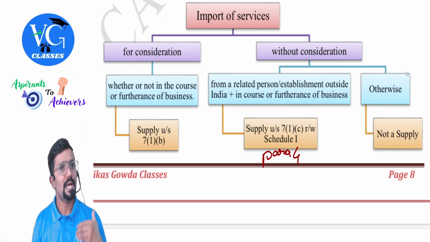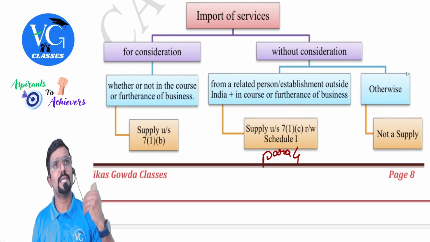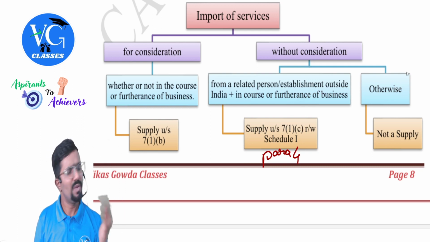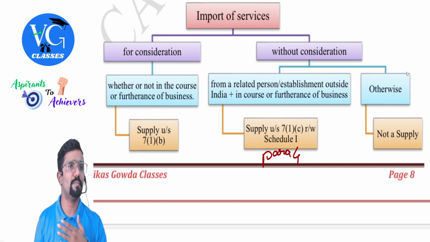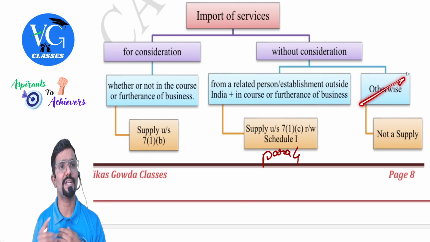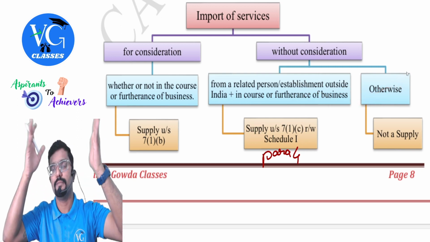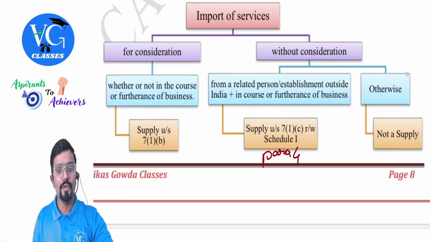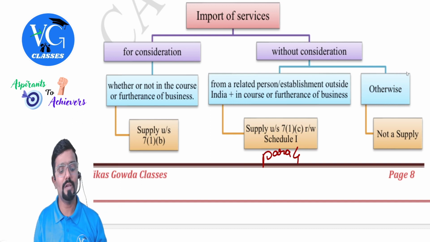Or else, I have imported the services from my related person without consideration, but for my personal purpose. Is it covered here? No. That means it will fall here, guys. Hope you guys got it. Please take down. We are done with schedule 1.